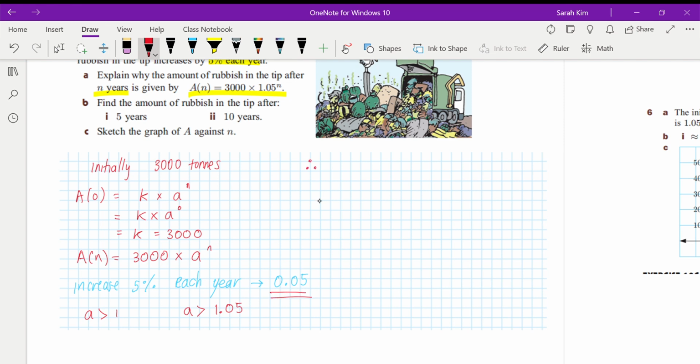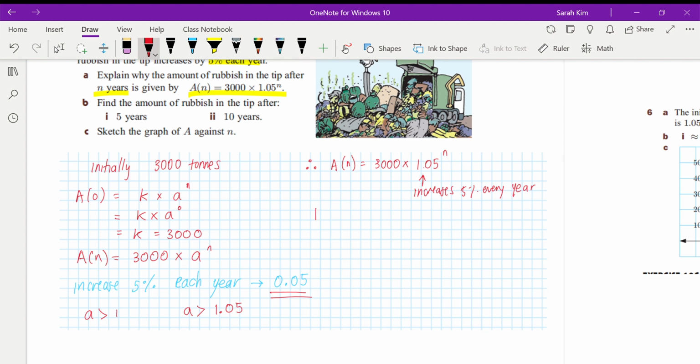Therefore, that's why A of n becomes 3,000 from the initial, and then 1.05. This just means it increases 5% every year in mathematical terms. That's just what it stands for.